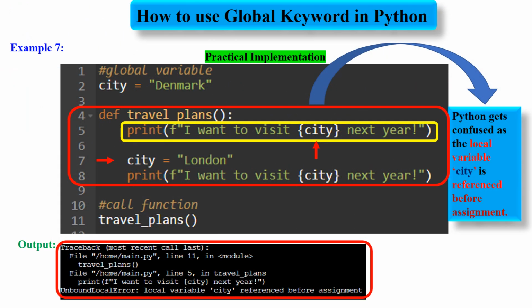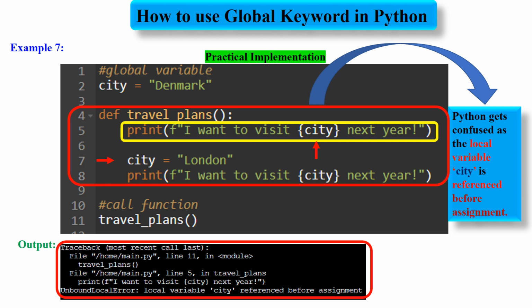How to use global keyword in Python. What if you have a global variable but want to change its value inside a function? Now, look at this example. In line 2, the line city equals Denmark initializes the global variable city with the value Denmark.